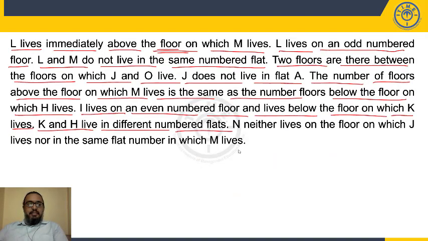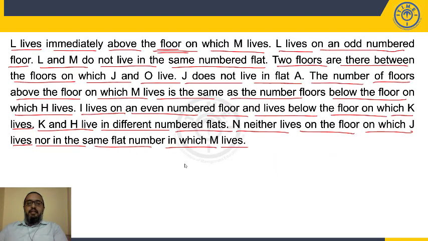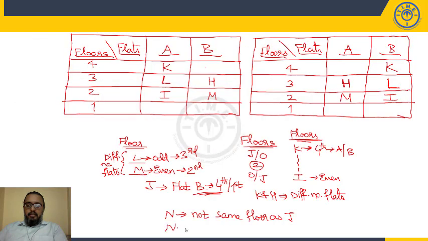Then, N neither lives on the floor on which J lives, nor in the same flat number in which M lives. So N is not on the same floor as J, nor in the same numbered flat as M. So N and M have to be in different flats. Are you understanding the point?